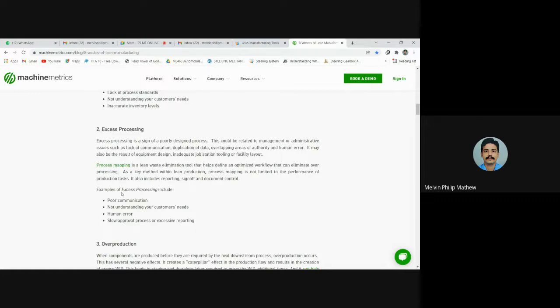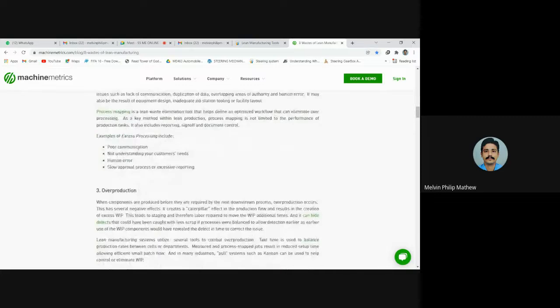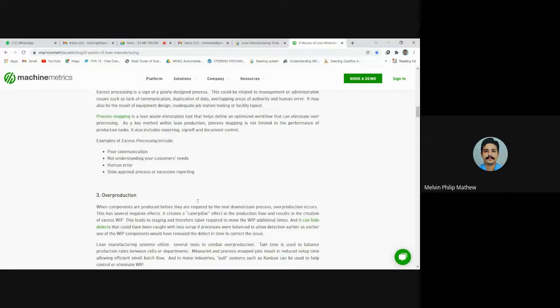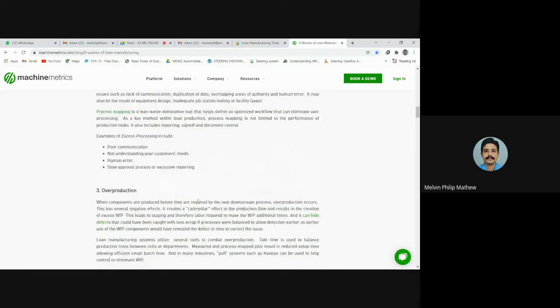And what are the causes of excess processing? Excess processing includes poor communication, not understanding your customer's needs, human error, then slow approval processes or excessive reporting. These all come under excess processing. These are the reasons for excess processing. So I will wind up the class today.